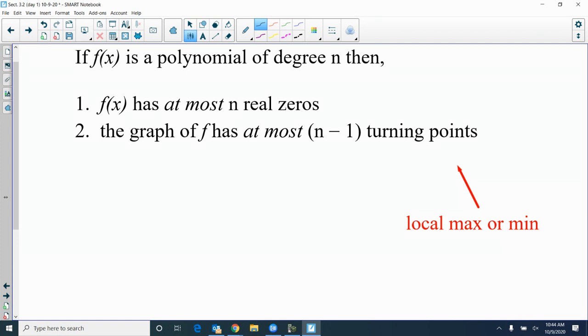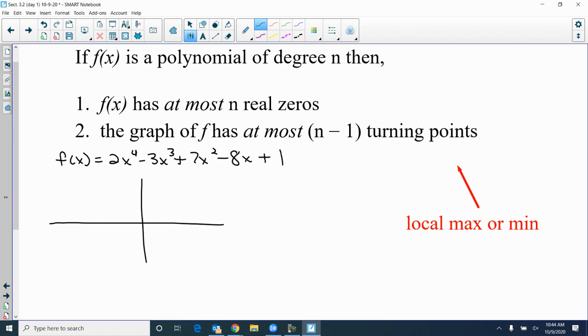Okay. Now, I'm just making this up. So if f of x equals 2x to the 4th minus 3x cubed plus 7x squared minus 8x plus 1, the highest degree would be n. So it's 4th degree. So at most, how many times can it hit the x-axis? At most, it can hit it 1, 2, 3, 4. This end behavior, it's a positive 2, right? So they both go up.